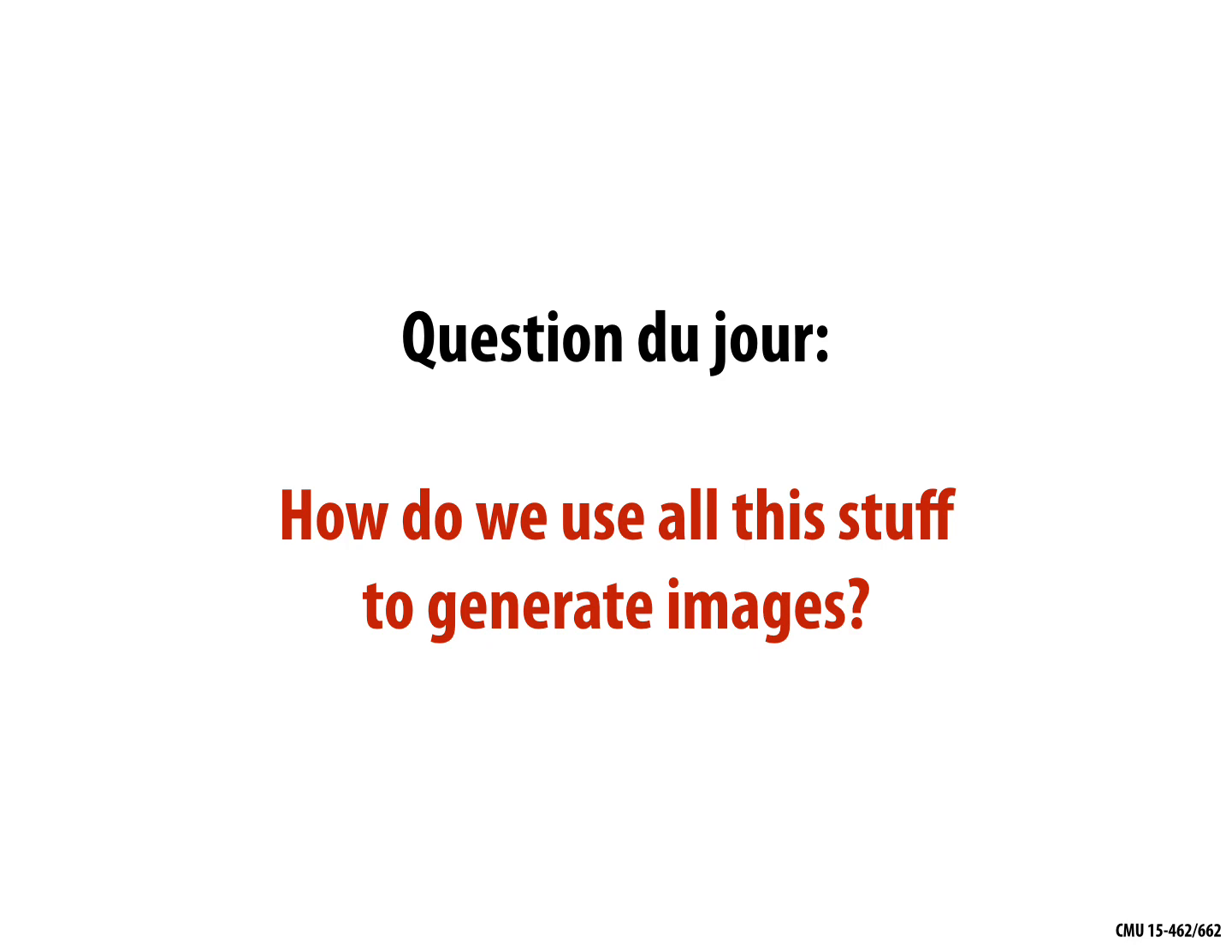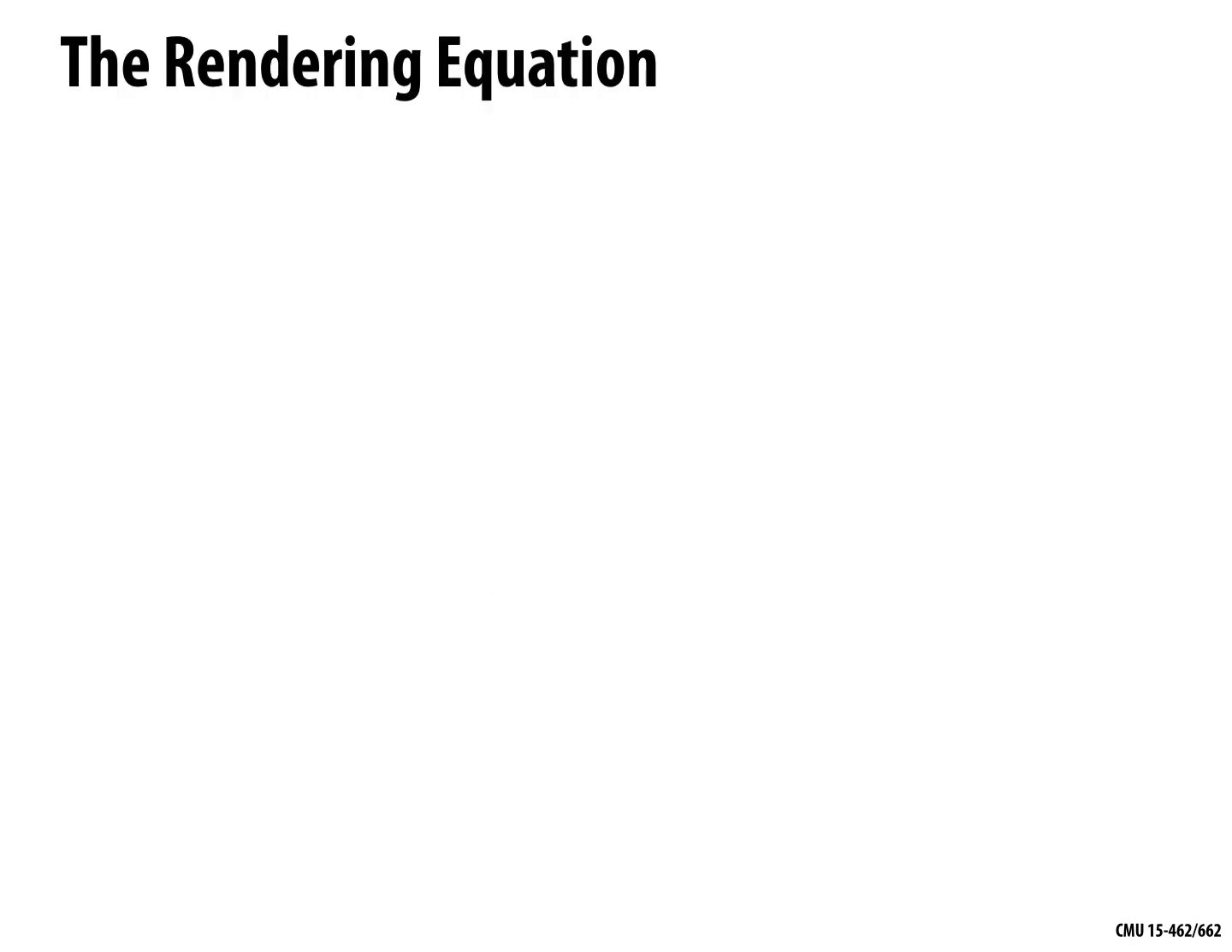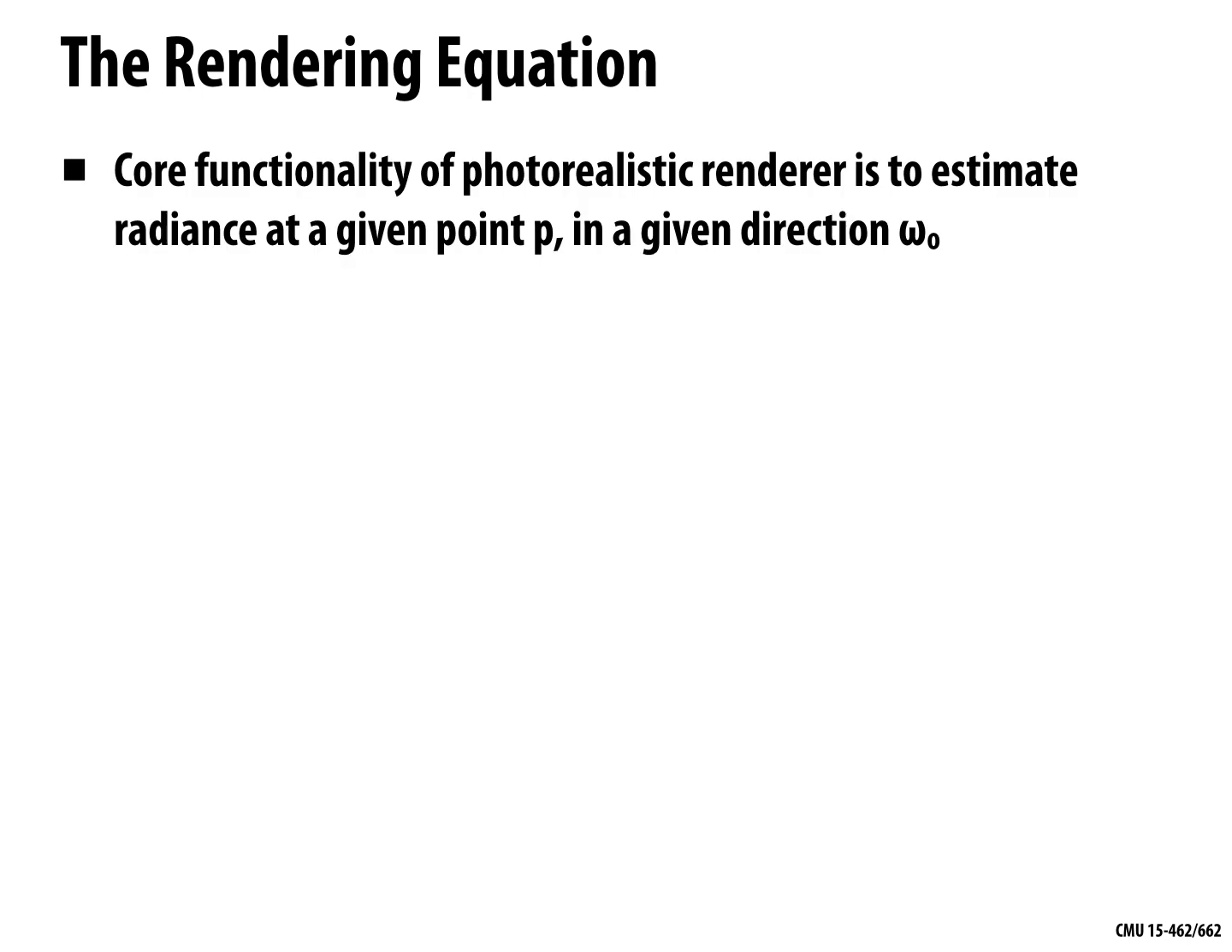Okay, so coming back to the main question of the day, how do we use all this stuff to actually generate photorealistic images? And the answer really is given by the so-called rendering equation. So the core functionality of a photorealistic renderer is to estimate the radiance at a given point in a given direction omega naught. How do we write this radiance down?